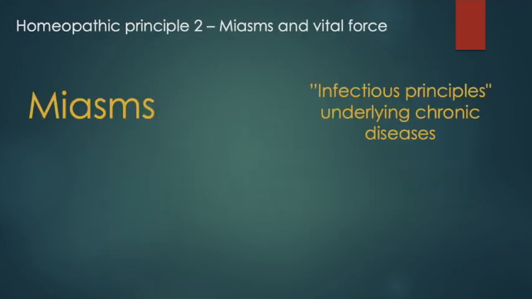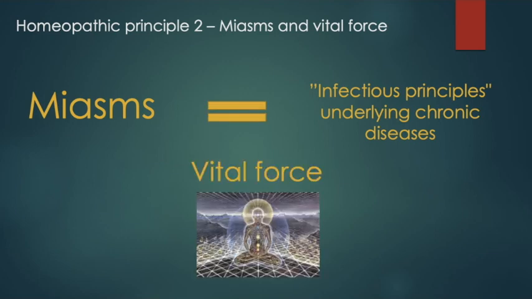Dr. Hahnemann also theorized the concept of miasms as infectious principles underlying chronic diseases. The underlying imputed miasm would essentially still remain with conventional medicine, and hence deep-seated ailments could only be corrected by removing the deeper disturbance of the vital force targeted by homeopathic medicine.